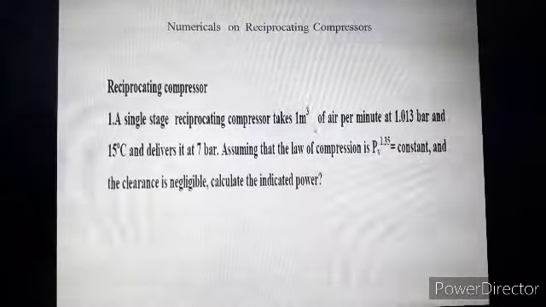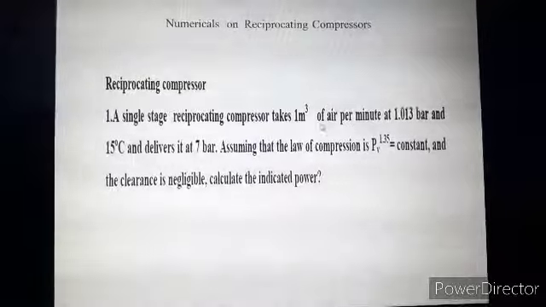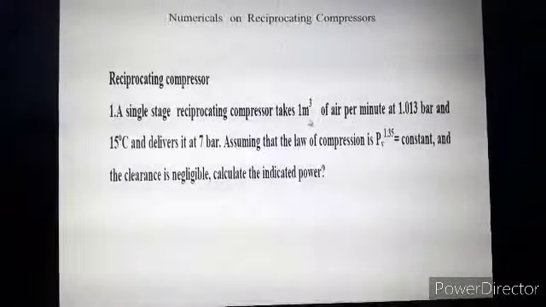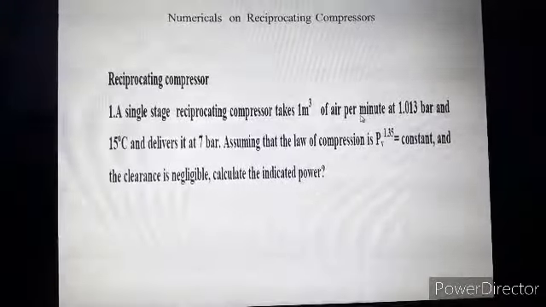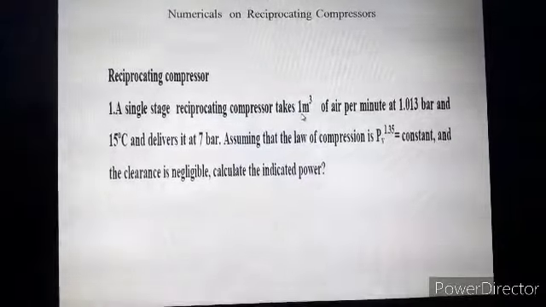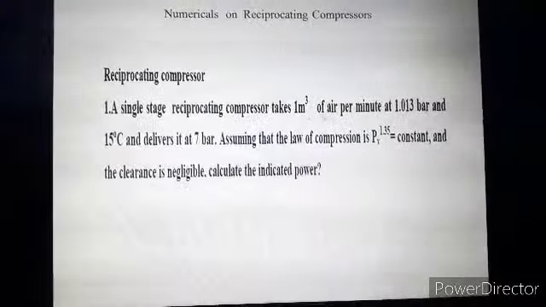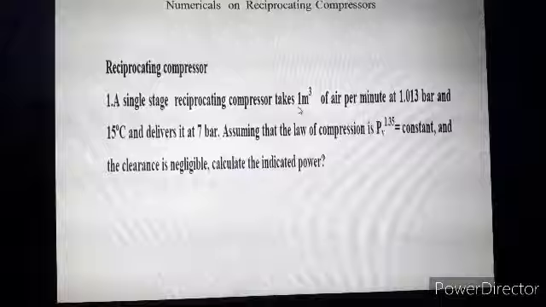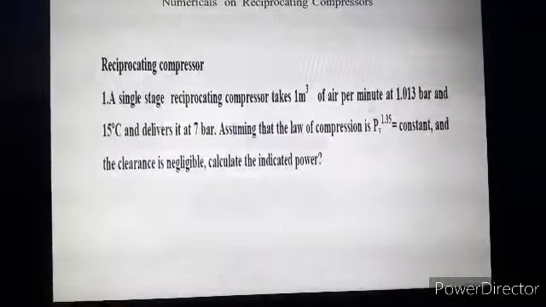Now we can convert this volume from meter cube per minute to meter cube per second. How will we convert it? We have to divide by 60. So 1 meter cube per minute is equal to 1 divided by 60 meter cube per second.